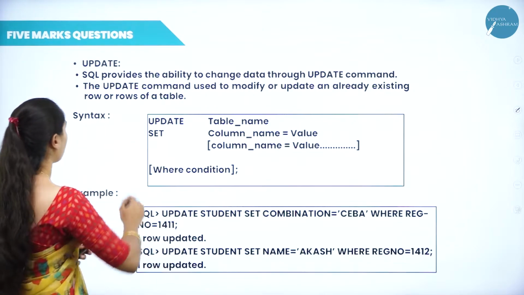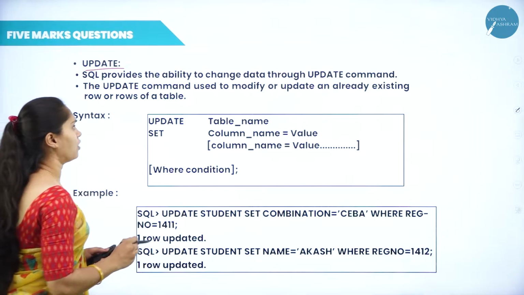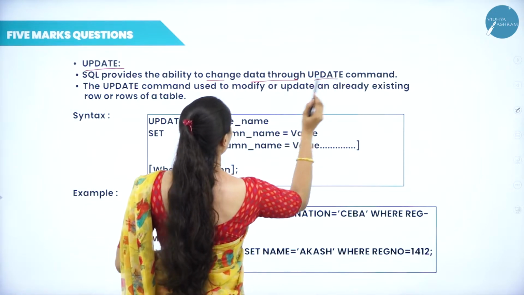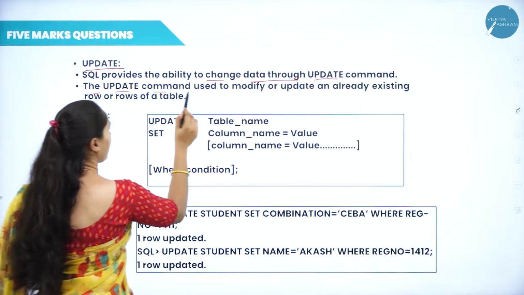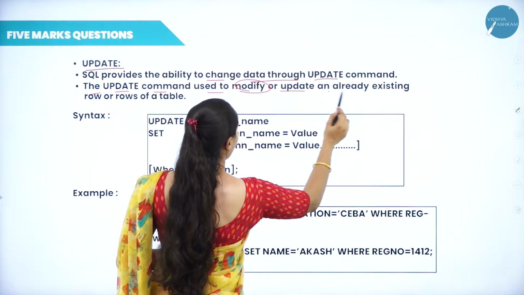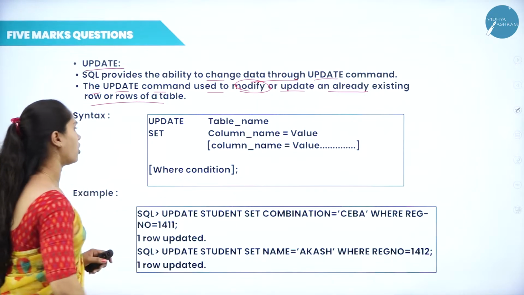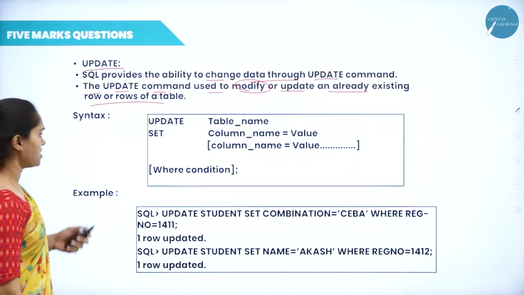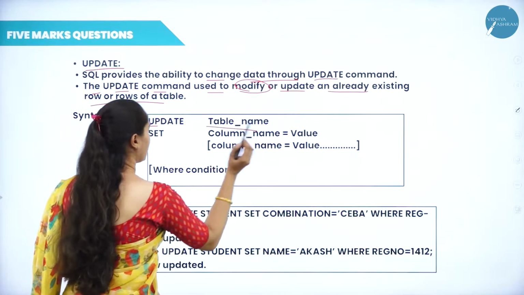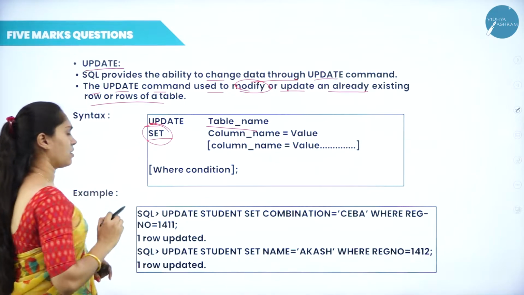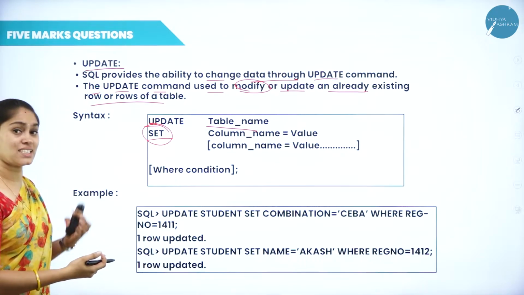Next, I have taken this update command mainly in order to change the data. The update command is used to modify or update an already existing row or rows of a table. So you can see the general syntax, update table name set. We are going to use a keyword called set. I am modifying the existing content.